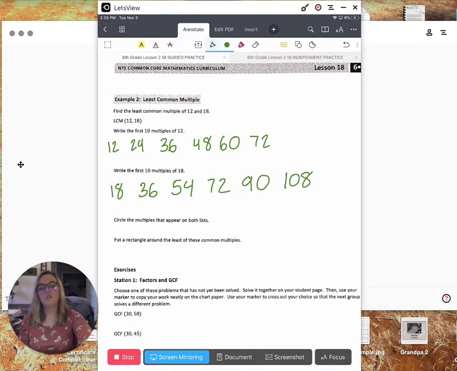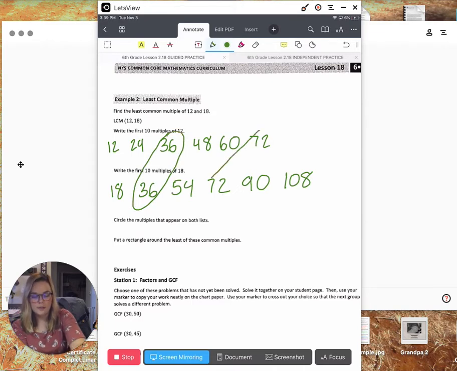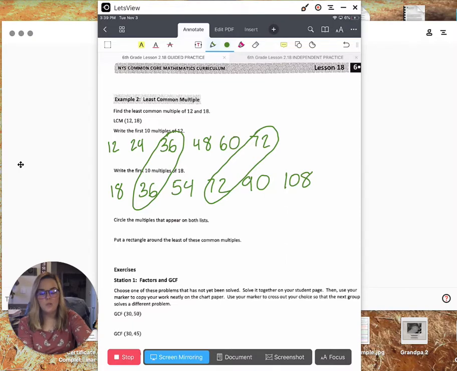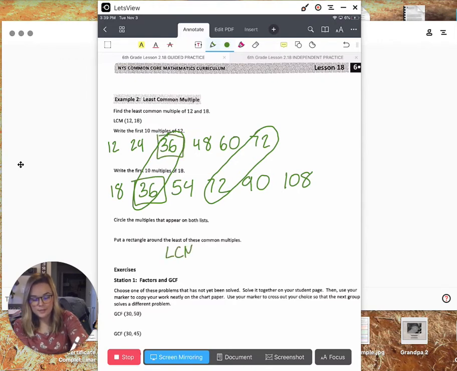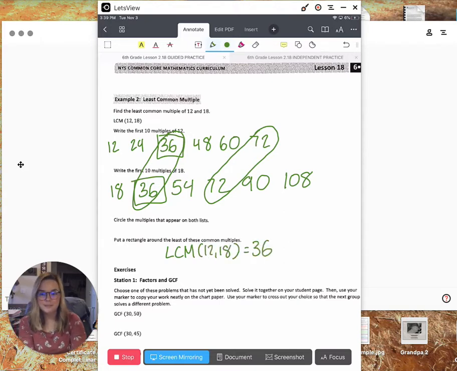We are going to circle the multiples that appear on both of the lists. If we were to write out the first 10 multiples of 12 and 18, we would have some more in common. But since we only wrote out the first 6, we only have a few of them. We have 36 and 72 that we can see right now. Then we decide which of these multiples is the least, and that is 36. So the LCM, or least common multiple, of 12 and 18 is 36.